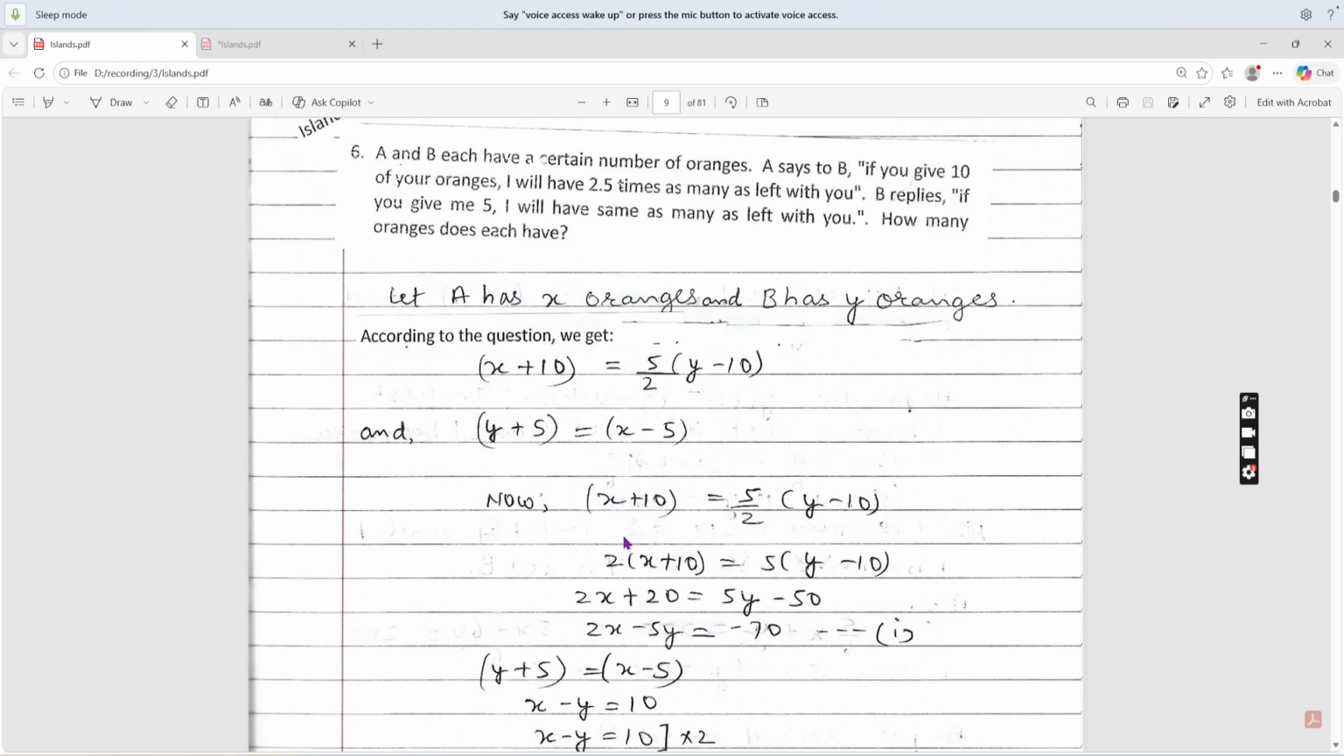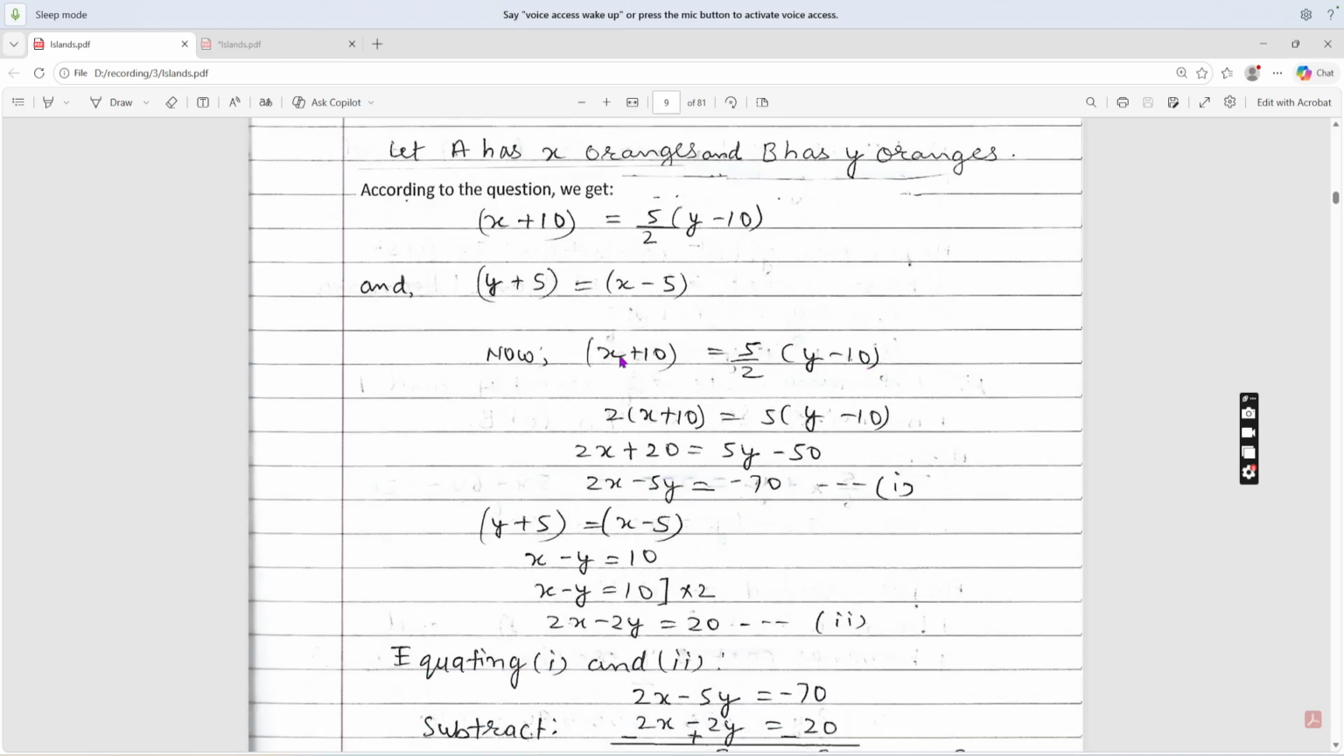Now simply we have to solve it by opening all the brackets. The entire equation can be multiplied by 2, or you can say 2 is cross multiplied from RHS to LHS. So it would be 2 into X plus 10 is equal to 5 into Y minus 10. When we open the brackets, we get 2x plus 20 is equal to 5y minus 50. Now we just shuffle it: 2x minus 5y is equal to minus 50 minus 20, and minus 50 minus 20 is minus 70. It is represented as equation 1.